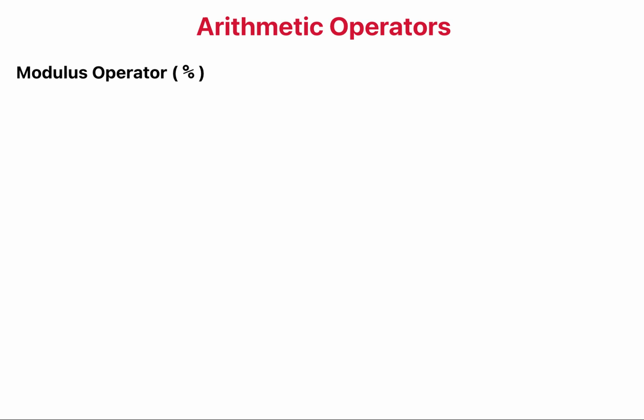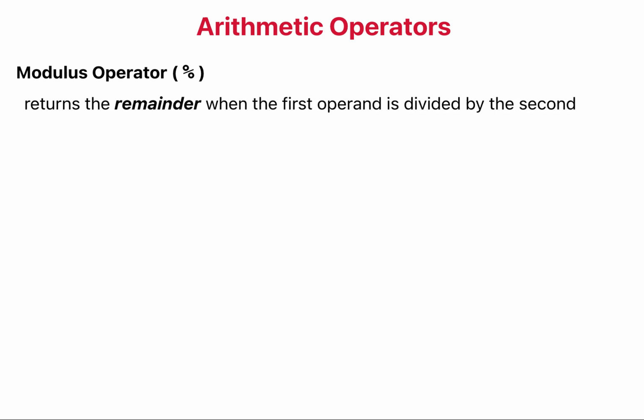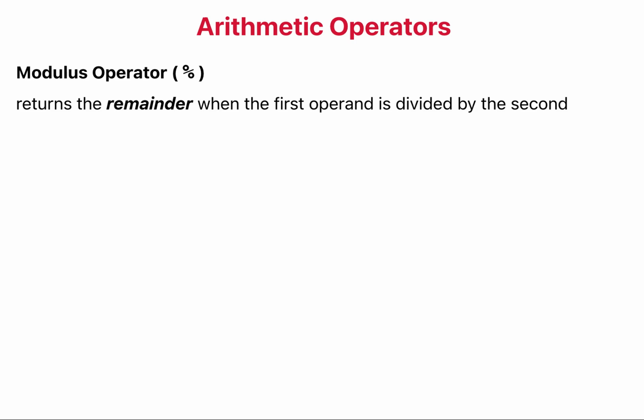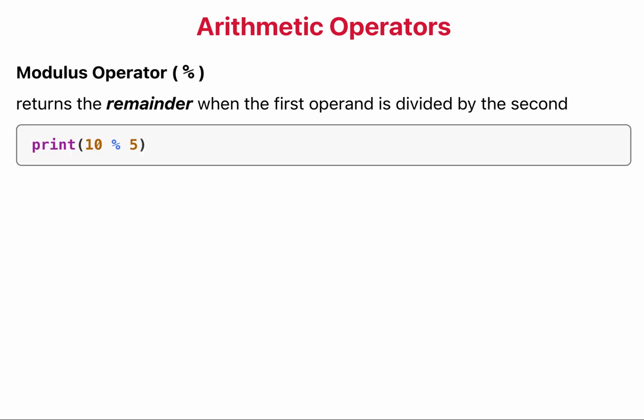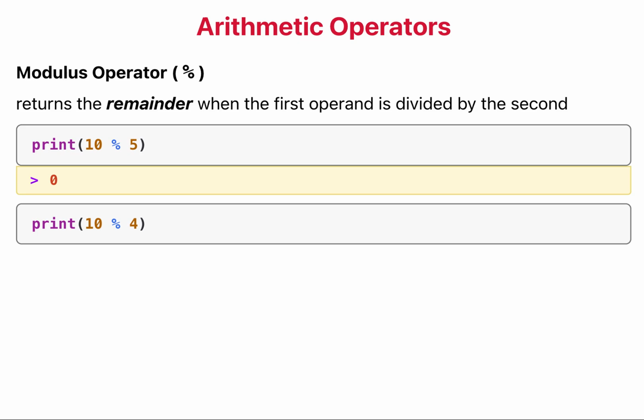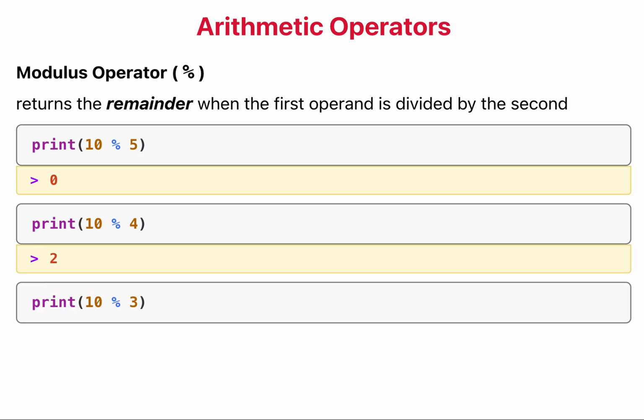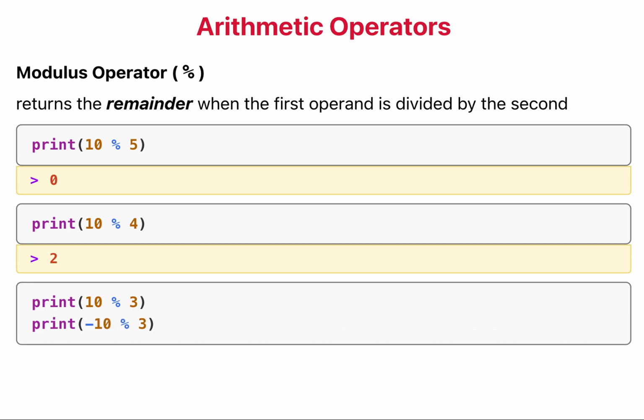The modulus operator, represented by a percent symbol, returns the remainder when the first operand is divided by the second operand. For example, for 10 modulus 5, the output returned is 0, as 5 completely divides 10, leaving no remainder. Similarly, when we perform 10 modulus 4, the result is 2, because when we divide 10 by 4, the remainder is 2. In a similar manner, when we compute 10 modulus 3, the result is 1. However, when we compute negative 10 modulus 3, the result we get is 2.